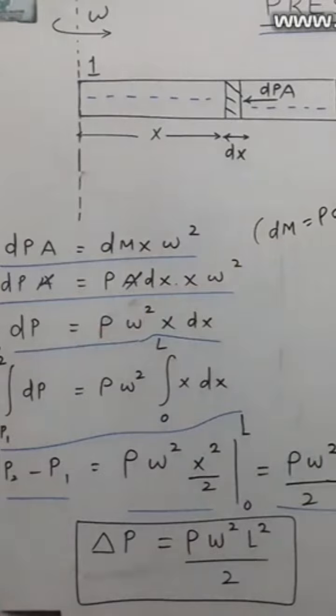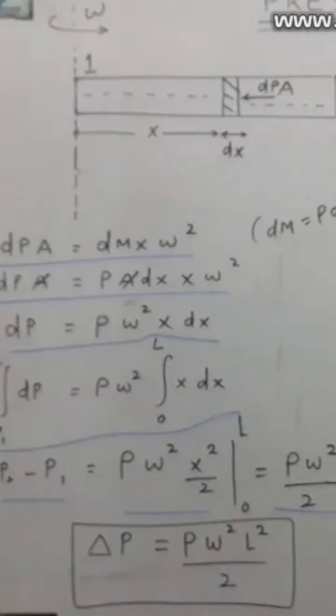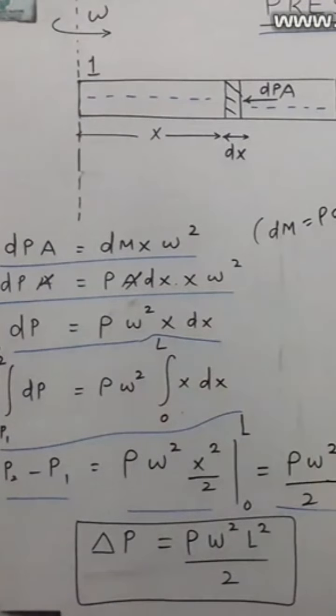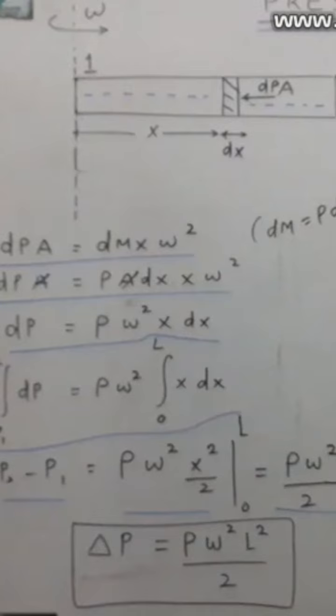So this is dP. We just integrate it from the limit P1 to P2, and here the limit is from 0 to L. So after all the calculations, the pressure difference comes out to be ρω²L²/2. Now let's see the graphs.